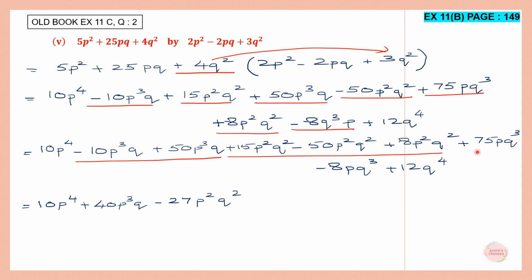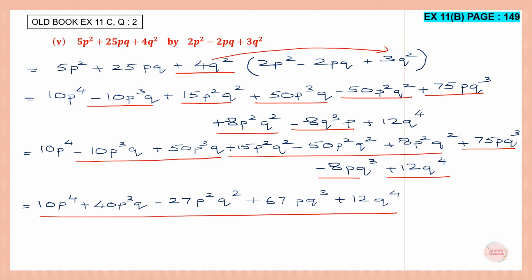Now let's take the next one, that is p q to the power of 3. Do we have one more? Yes, p q to the power of 3. So these two, that is plus 75 and minus 8. Let's write it. Plus 75 minus 8. Signs are different, so we put a plus sign and we subtract. 75 minus 8 is 67. So that is p q to the power of 3. And then what do we have left? We have plus 12 q to the power of 4. So this is our final answer when we've put them all together.